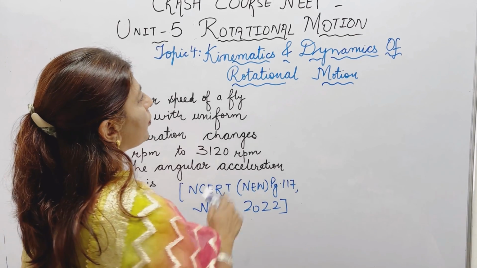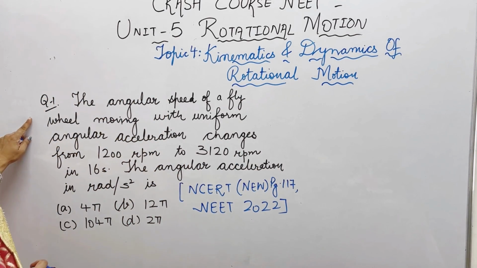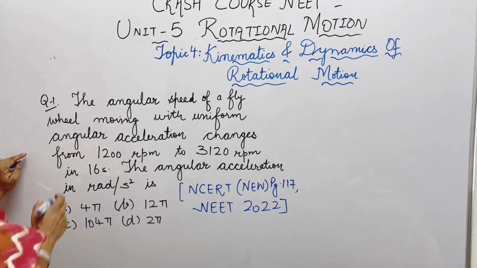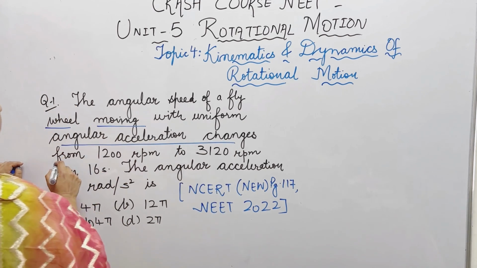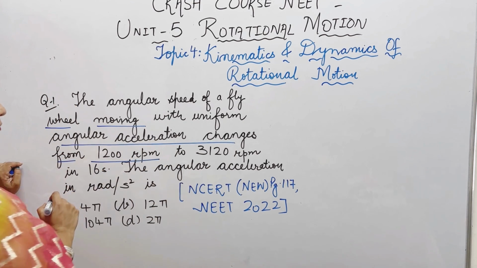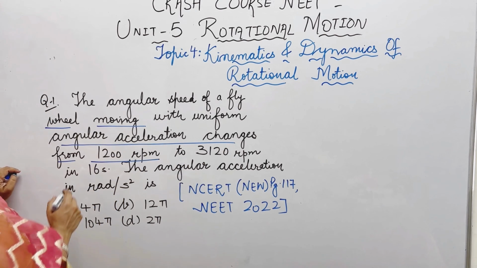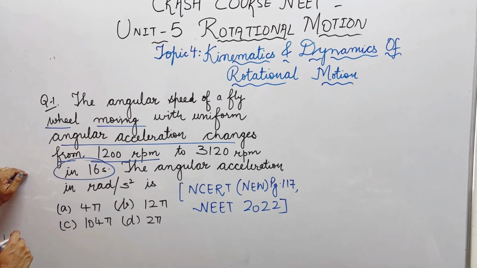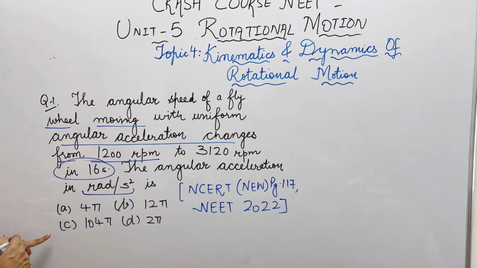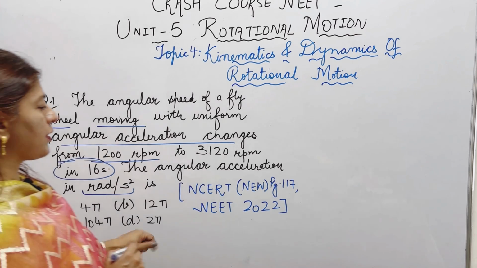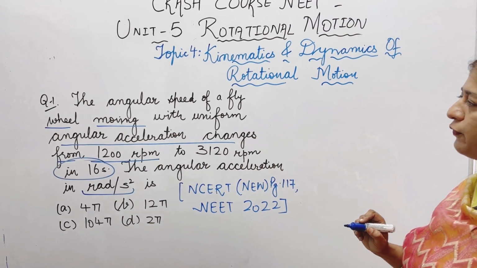Now let us take the topic of kinematics and dynamics of rotational motion. And in that, the first question is: the angular speed of a flywheel moving with uniform angular acceleration changes from 1200 rpm, rounds per minute, to 3120 rpm in 16 seconds. The angular acceleration in radian per second square is, and these four options have been mentioned. This question has come in NEET 2022. It is on page number 117 of new NCERT.